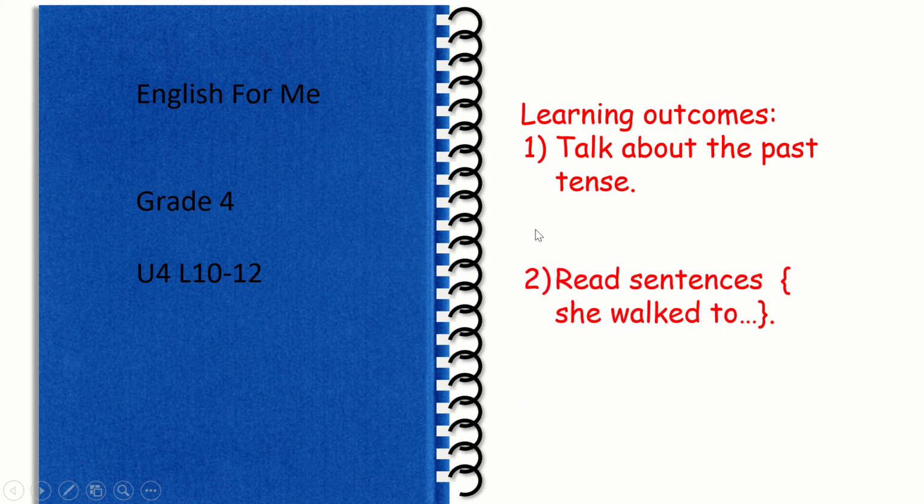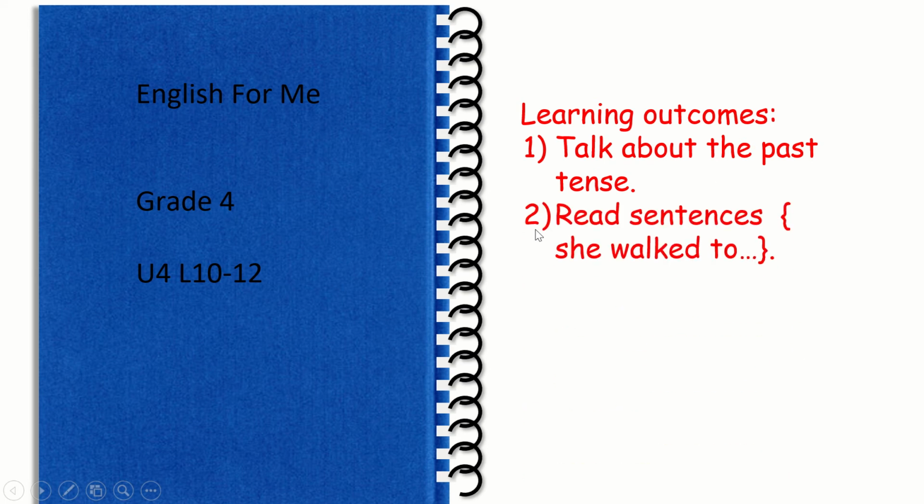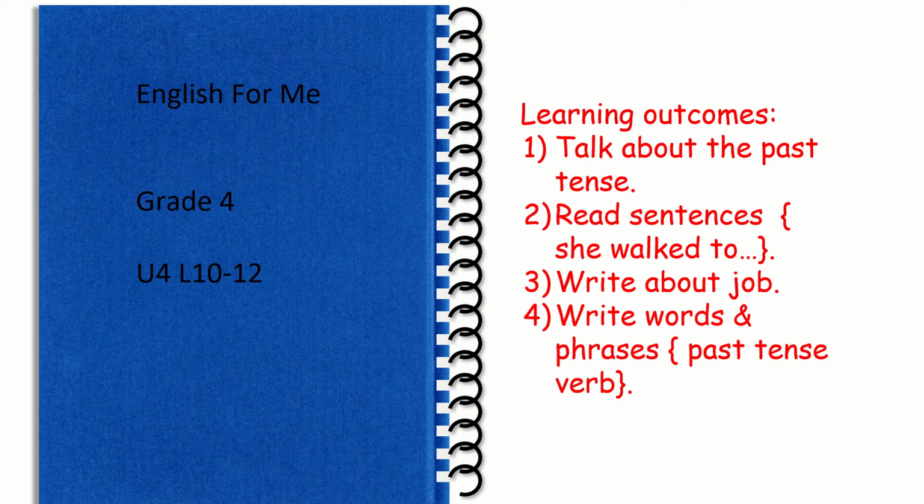Number 2, we are going to read sentences. For example, she walked to. Okay, number 3, we are going to write about a job. We will choose one of our family members and we will write about him or her. Number 4, we are going to write words and phrases. We will use the past tense verb.